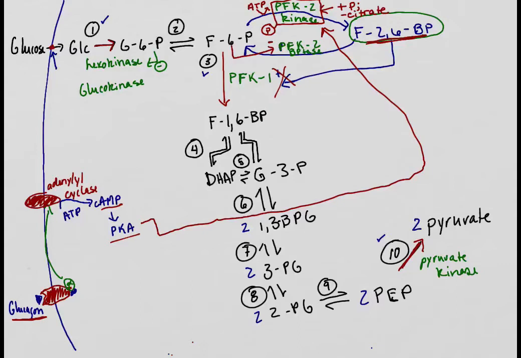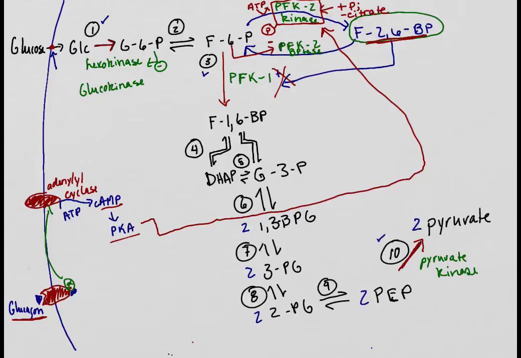That makes sense because the pathway that one wants to run in the liver when starving is gluconeogenesis and not glycolysis. So that makes a lot of sense to enact that kind of effect of the covalent modification.